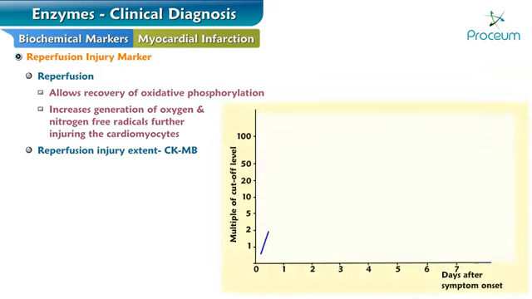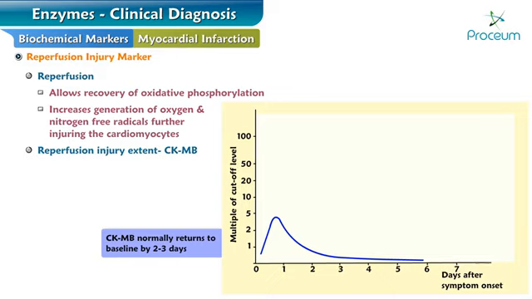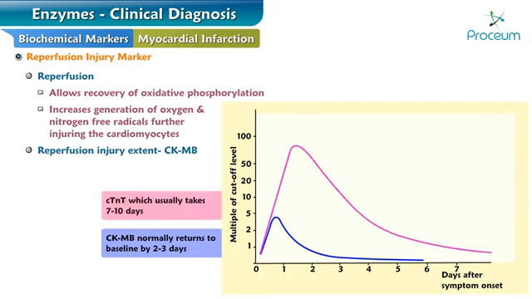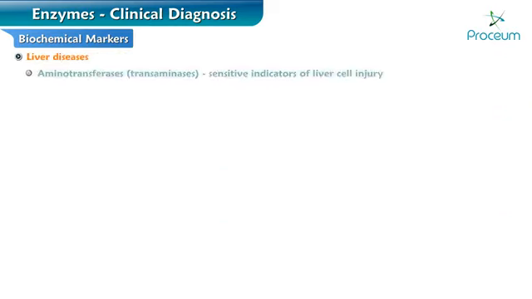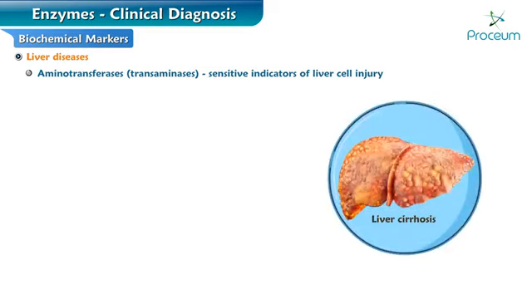The reason for using CKMB over cardiac-specific troponin T, or CTNT, is because CKMB normally returns to baseline by 2 to 3 days, compared to CTNT, which usually takes 7 to 10 days. Let's consider the enzyme profile for liver diseases. Aminotransferases, or transaminases, are sensitive indicators of liver cell injury.